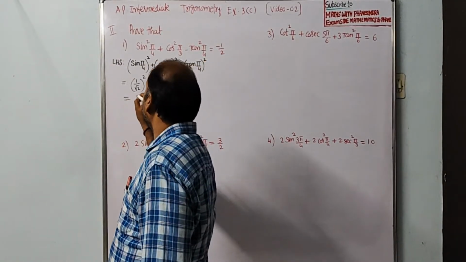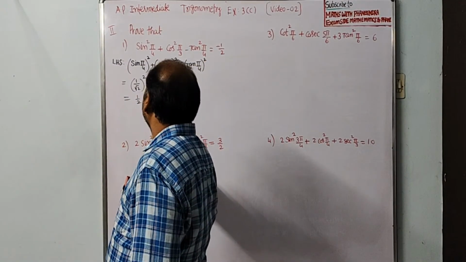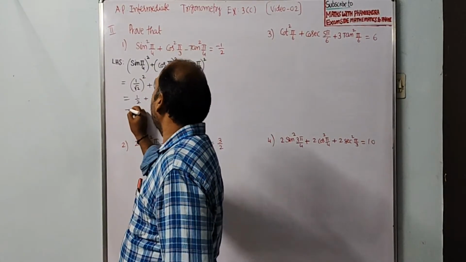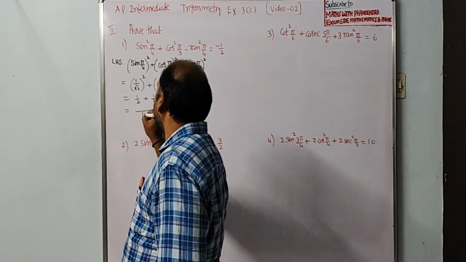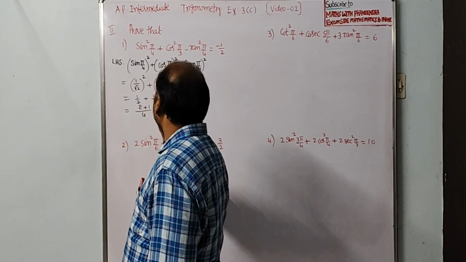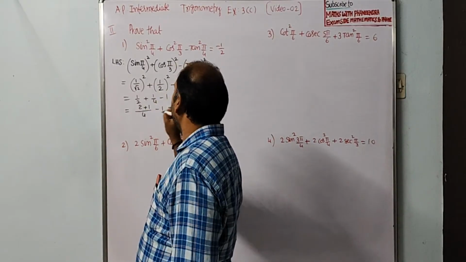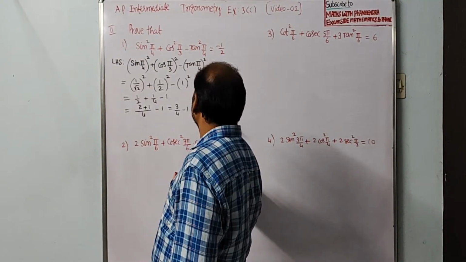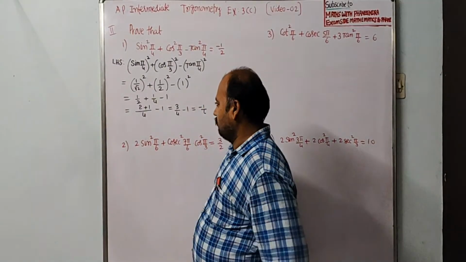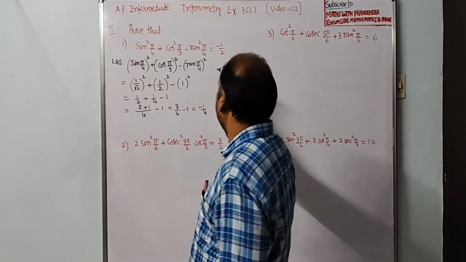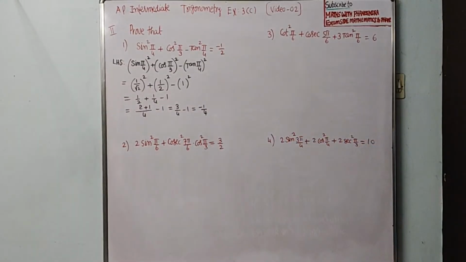So which is equal to 1 by 2 plus 1 by 4 minus 1. So 1 by 2 plus 1 by 4. From these two take LCM 4. 2 plus 1 minus 1, which is equal to 3 by 4 minus 1, which is equal to minus 1 by 4. I hope it is minus 1 by 4, dear students.